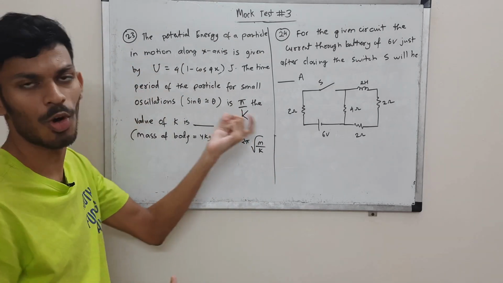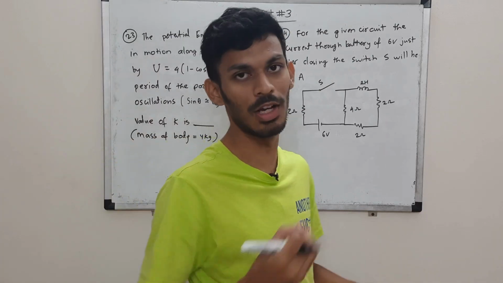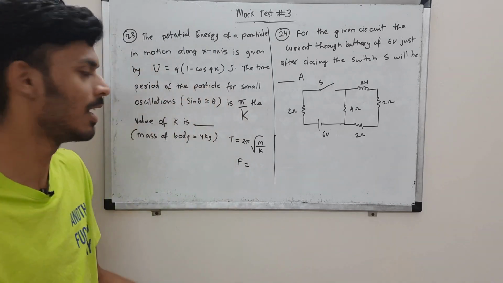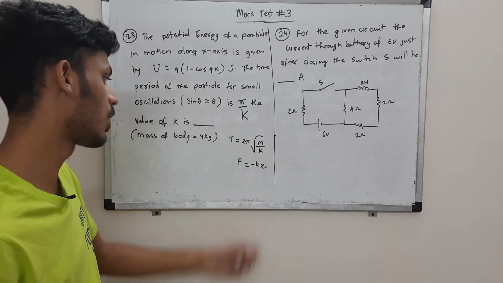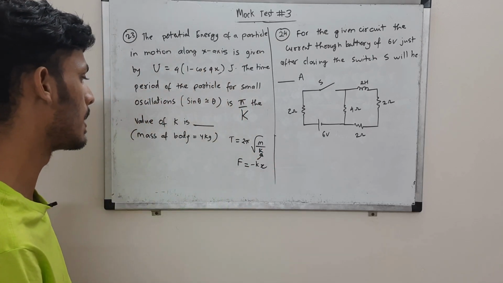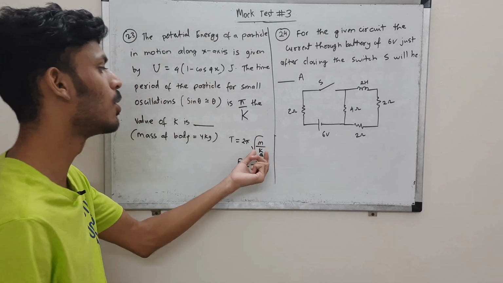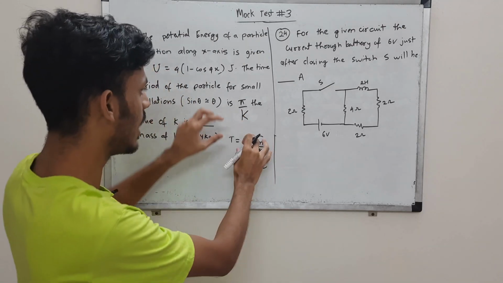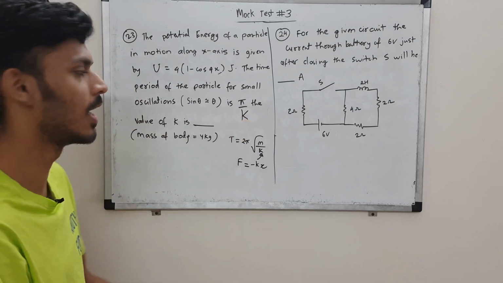This is some constant k, and this k is the constant of restoring force. It's due to the restoring force F. In any type of SHM, you can express force as minus kx. So this k is the restoring force constant. Now first of all we have to find this k, we'll substitute it over here and express our time period, and that time period we will compare with this, and that will give us the value of this k, which we are supposed to find.